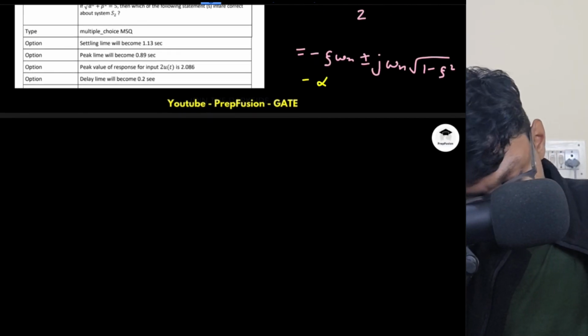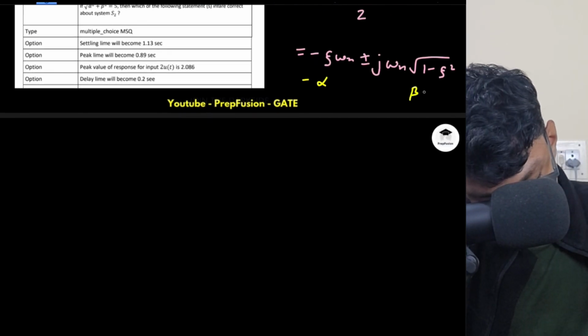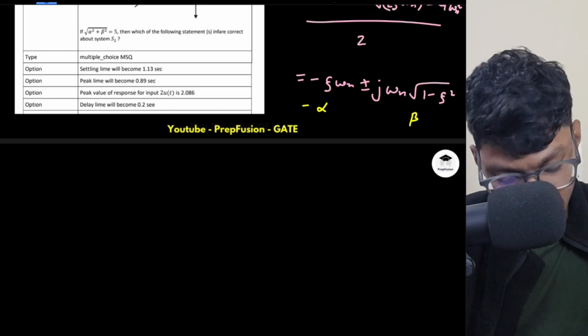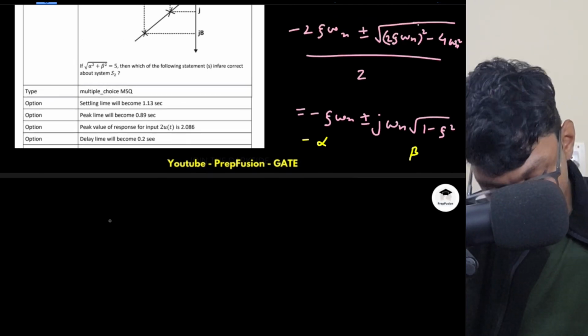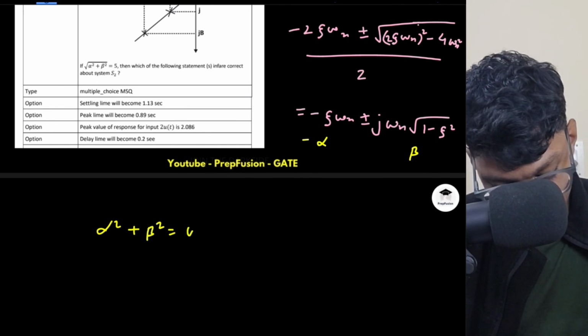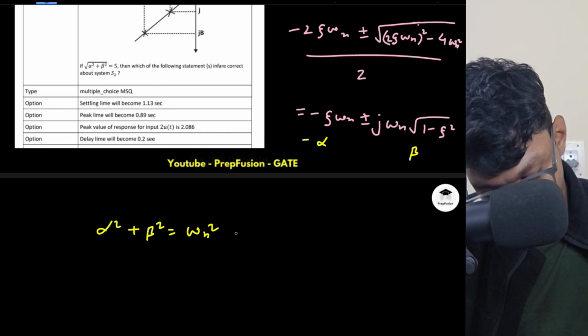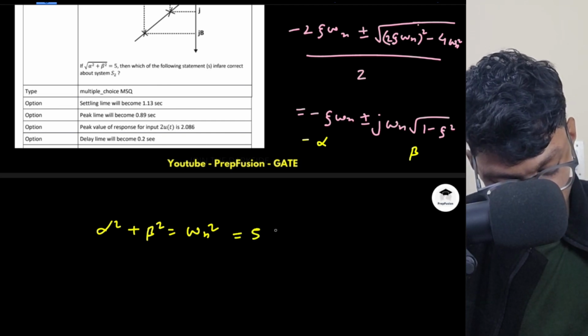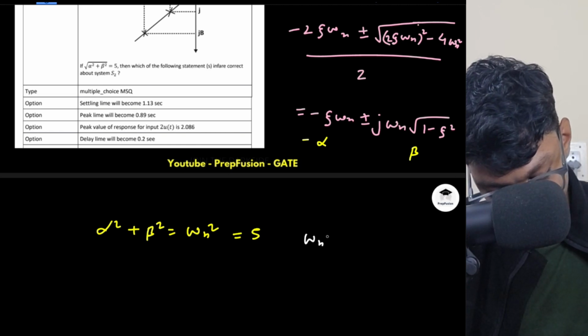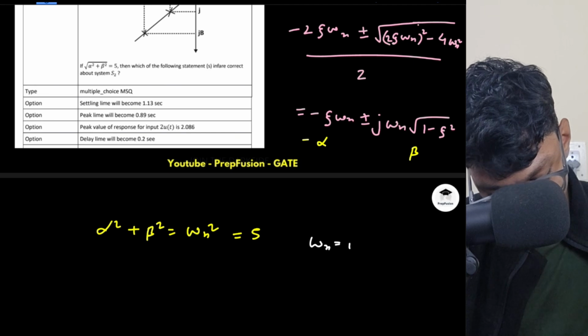So I can compare this with beta. This is my beta basically. We already know this, and if you tend to forget it, I have told you. So what is alpha square plus beta square? If you compute it, you will get omega n whole square. That equals 5, which is given in the question. So omega n will be equal to under root 5.